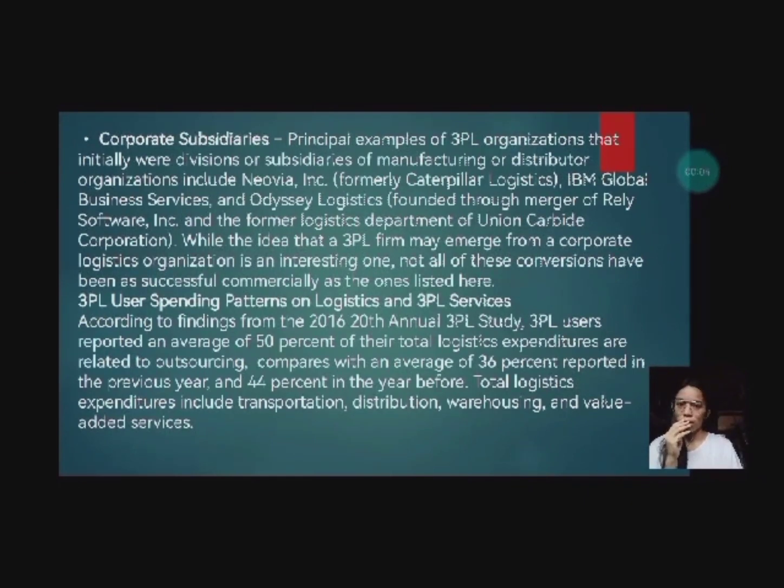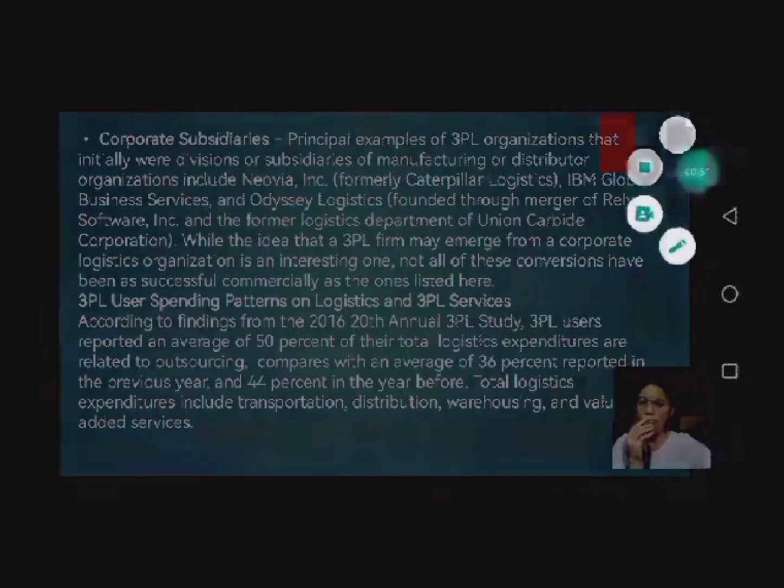Corporate subsidiaries. Principal examples of 3PL organizations that initially were divisions or subsidiaries of manufacturing or distributor organizations include Neovia, Inc., formerly Caterpillar Logistics, IBM Global Business Services, and OTC Logistics, founded through merger or relay software, Inc. and the former logistics department of Union Carbide Corporation. While the idea of a 3PL firm emerging from a corporate logistics organization is an interesting one, not all of these conversions have been as successful commercially as the ones listed here.